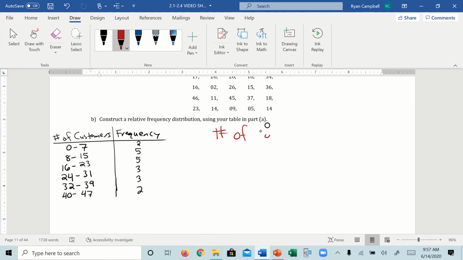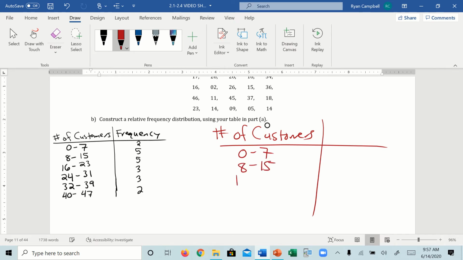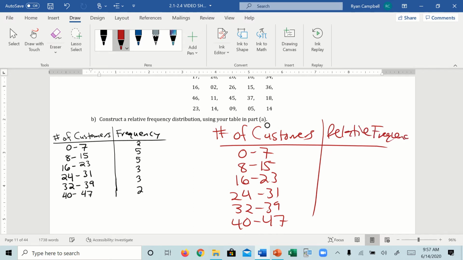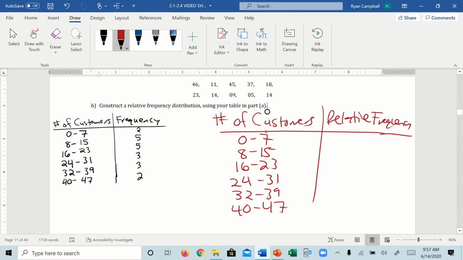So, number of customers. We still have 0 to 7, 8 to 15, 16 to 23, 24 to 31, 32 to 39, 40 to 47. But this time we have relative frequency. As a general rule, decimal form is what we use in this class.